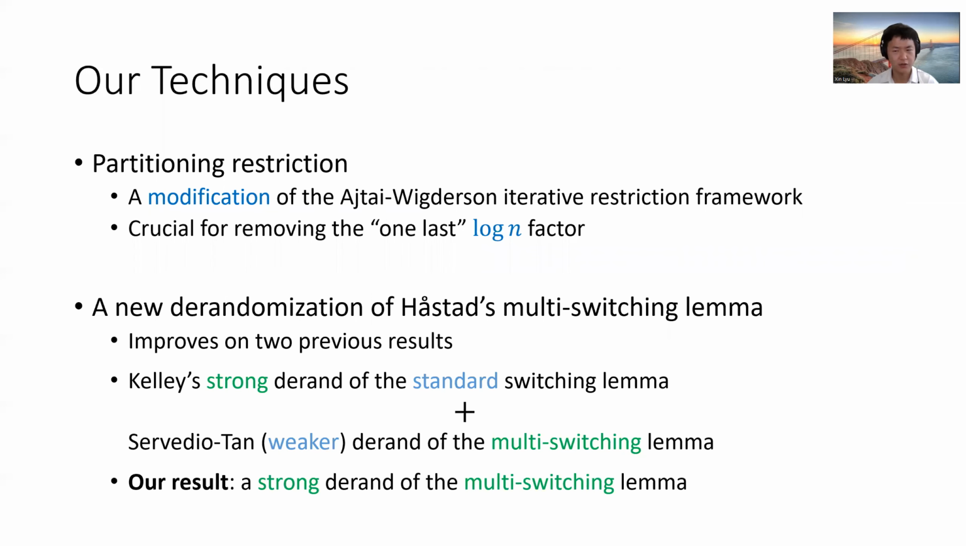The technique itself is simple to describe and is general enough to be applicable to several other computational models. Our second technical contribution is a new derandomization of Håstad's multi-switching lemma. Essentially, Håstad's switching lemma shows that under a random restriction, a family of DNFs simultaneously simplify with high probability. Our derandomization shows how to simplify the family of DNFs, but with a pseudo-randomly generated restriction.